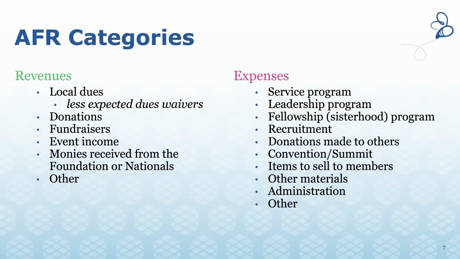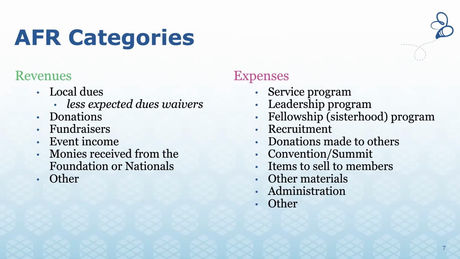So if something doesn't quite fit into these categories, which we can talk about a little bit more in depth, then you can use other. And then for expenses, this is what we ask you for: service, leadership, sisterhood, recruitment. And recruitment also includes all P&M expenses. So that would be anything that you're spending for recruitment itself, bid day, and then also the new member process.